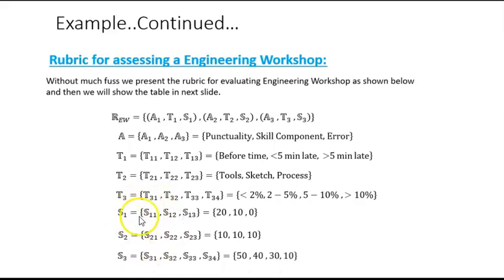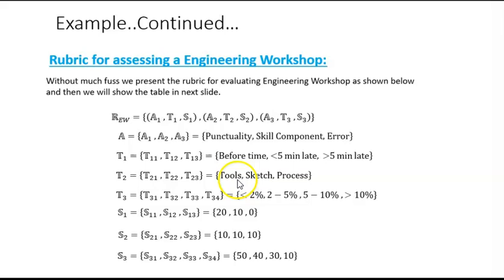Okay, F1 is 20, 10, 0. So for before time, 20 points. Less than 5 minutes late, 10 points. Greater than 5 minutes late, 0. If this scoring pattern is known, students will try to maximize and he'll come on time.